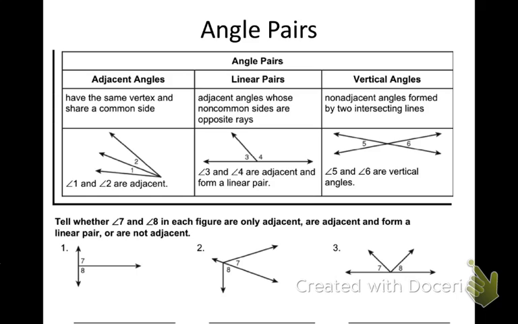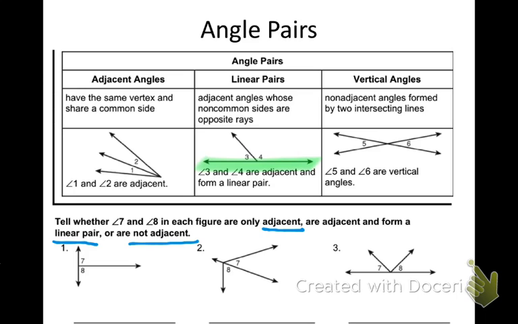Next slide here. Again, here are further examples of all those. Adjacent angles are next to each other, 1 and 2. Linear pair, 3 and 4 are a linear pair. They are adjacent. They form the line going across. And then vertical angles are across from each other. So numbers 1, 2, and 3 here: I want to tell whether angle 7 and angle 8 are either adjacent, a linear pair, or not adjacent. So I want to classify those.